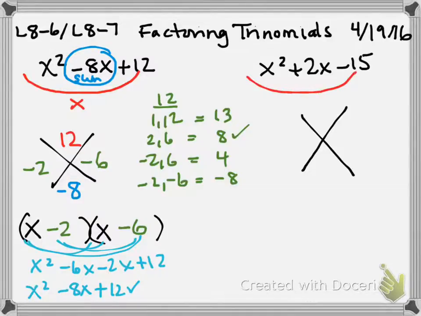What's 1 times negative 15? We get negative 15. And then we take the middle term, sign included, and we get a positive 2. So now I need to come up with 2 numbers that multiply to give me negative 15, but add to give me 2. So this is when you got to start thinking real clearly here.